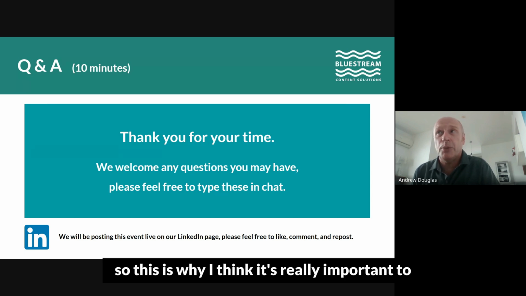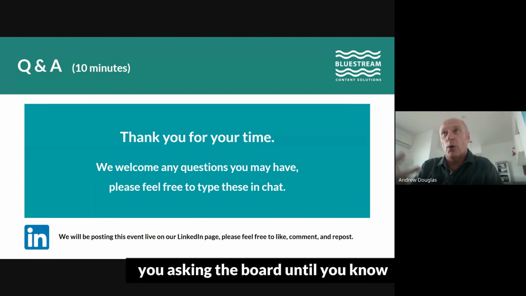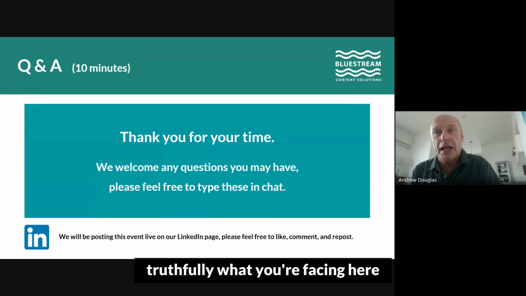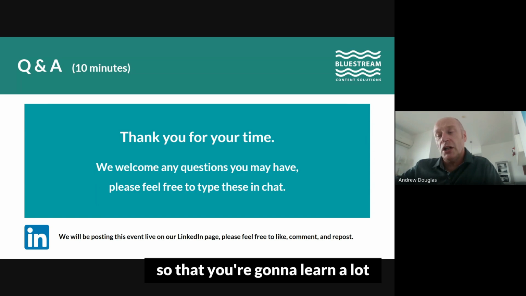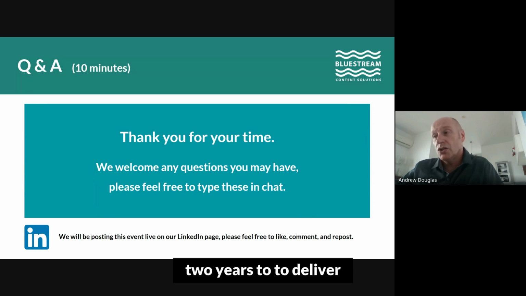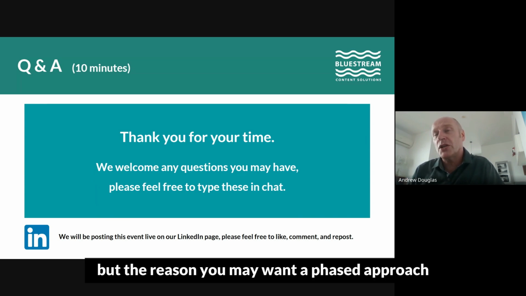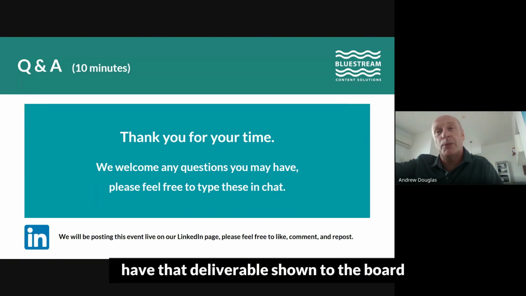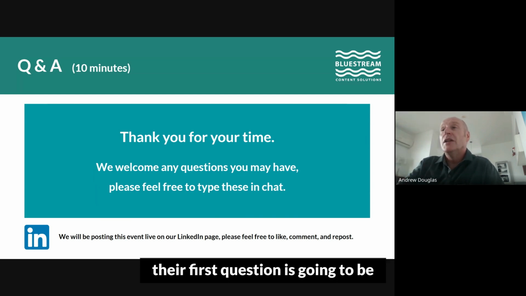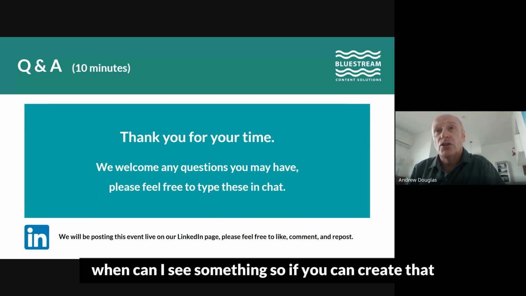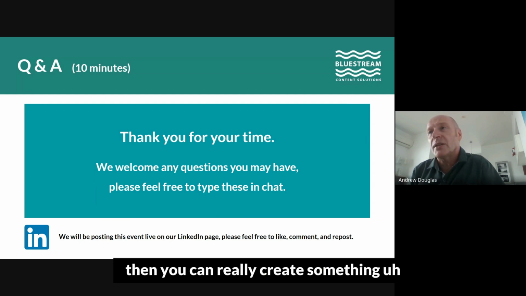This is why I think it's really important to map these out before you go and make the ask to the board, because what are you asking the board until you know truthfully what you're facing here? And certainly in more complex projects, not only will you learn a lot if you have a phased approach in a very advanced project that might take 18 months, 2 years to deliver, but you can also show that deliverable to the board, because the board are not going to really understand what this is about. As soon as they sign off, their first question is going to be, when can I see something? So if you can create that, then you can really create something great in the solution approach.